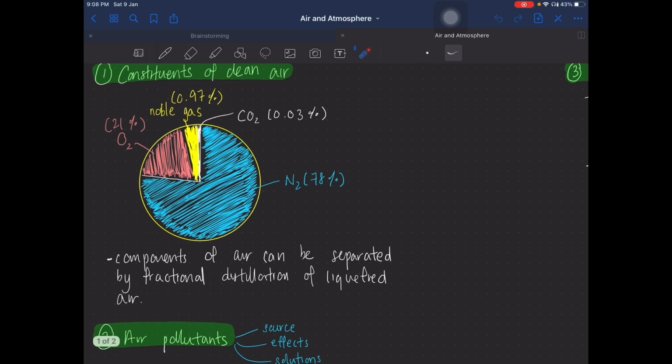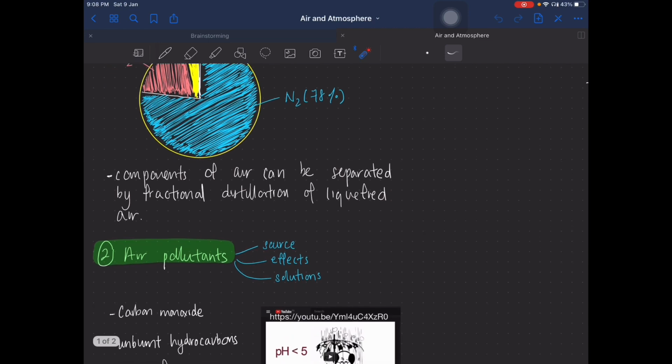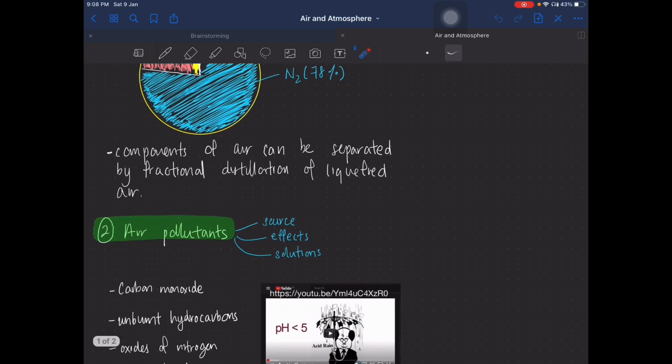Do take note that the components of air can actually be separated by using fractional distillation of liquefied air. This is because the different gases have different boiling points.